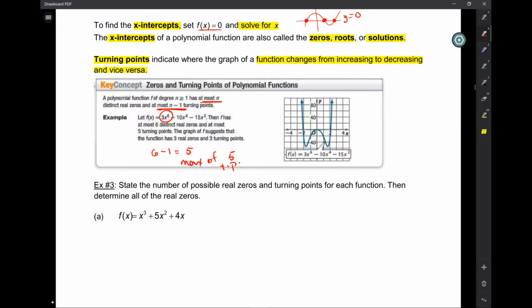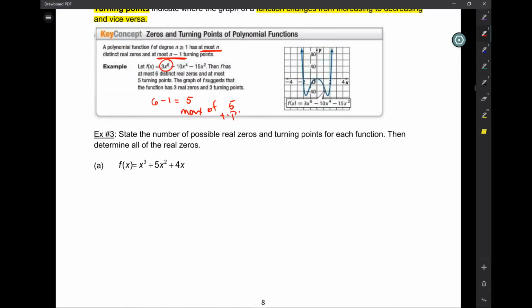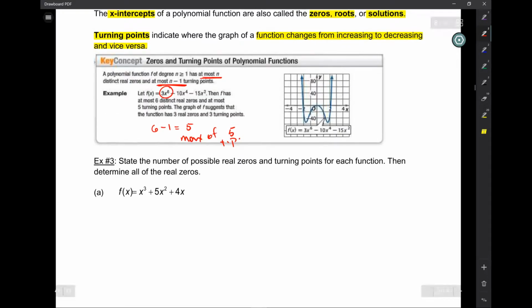Does that make sense? Wait, how do you know it's going to be the maximum? So the degree tells you 2 things. First, maximum turning points, and also maximum number of zeros. Whatever the degree is, that's the maximum number of zeros a graph is allowed to have. So here, for example, if the degree is 6, it's allowed to cross the x-axis 6 times.